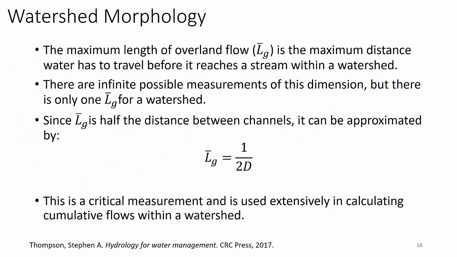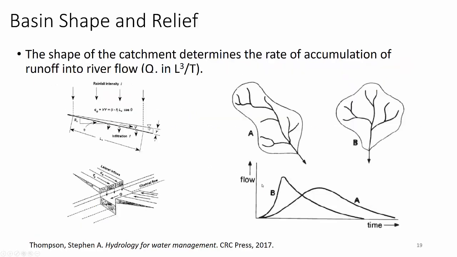The maximum length of overland flow, L sub G, is the maximum distance water has to travel before it reaches a stream within a watercourse. There are infinite possible measures of this dimension, but there's only one L sub G bar for a watershed. Since it's half the distance between channels, it can be approximated by 1 over 2D, where D is the density of streams. This is a critical measure and is used extensively in calculating flows within watersheds.